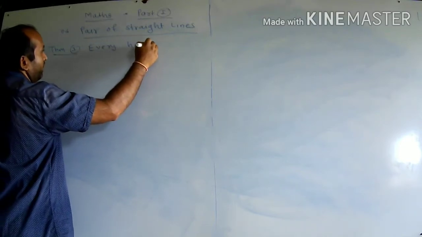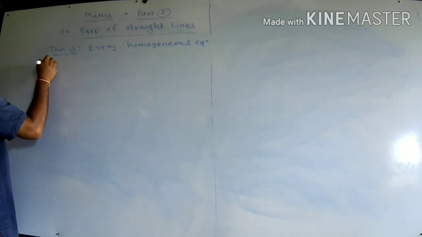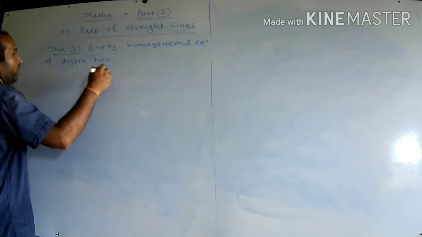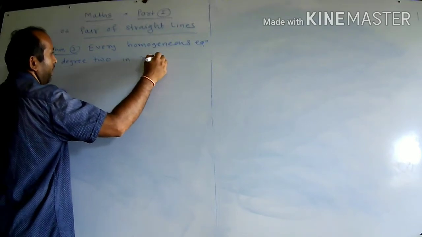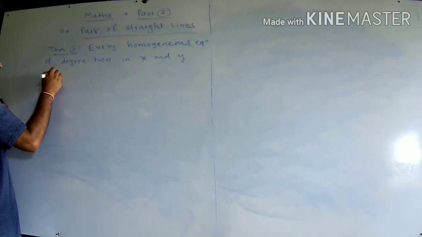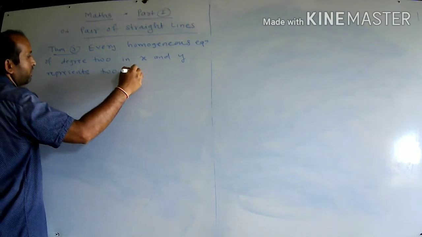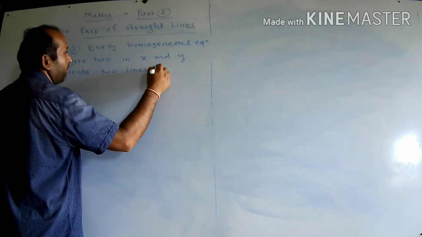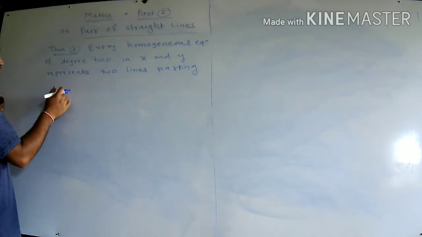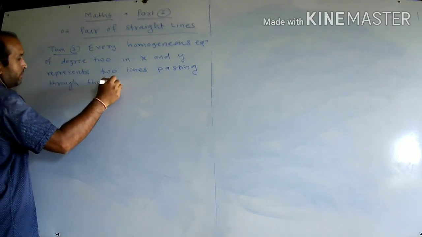Every homogeneous equation of degree 2 in x and y represents two lines passing through the origin. This is the statement of third theorem.